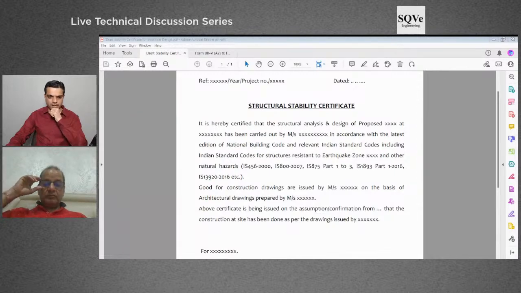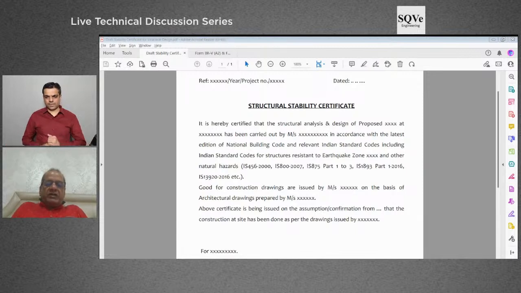Yeah, this is one of the formats, a very simple format. It is hereby certified that the structural analysis and design of the proposed project, detailed at so and so place, meaning the address, has been carried out by this company in accordance with the latest edition of the National Building Code and the relevant Indian Standard codes, including the Indian Standard codes for structures resistant to earthquakes, so whichever zone it is, and other natural hazards. So all those relevant codes, these are the basic codes which are followed.